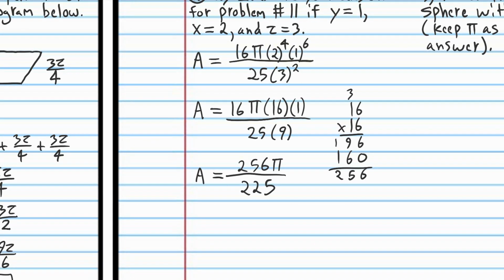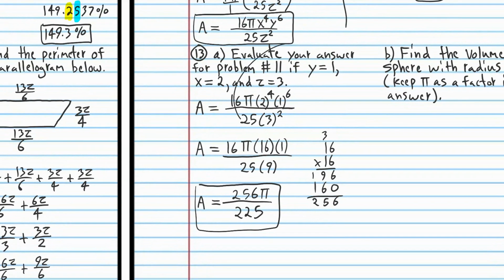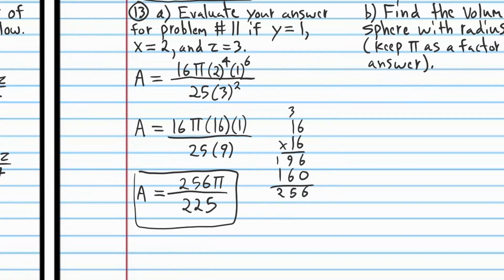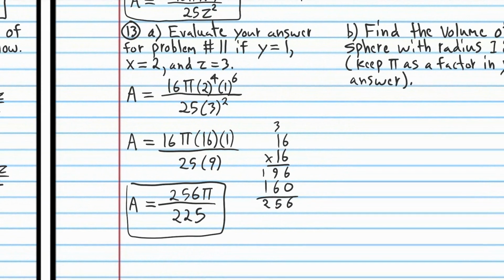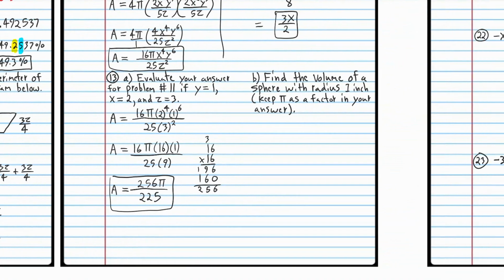And there's no common factors because you have 3's down here and 5's down there, but you only have 2's up here, so there's no common factors. But we're going to keep that pi as a factor. I should have clarified that in this problem, to keep pi as a factor. In most of the problems on the test, I'm going to tell you to keep pi as a factor. All right, on to part B.